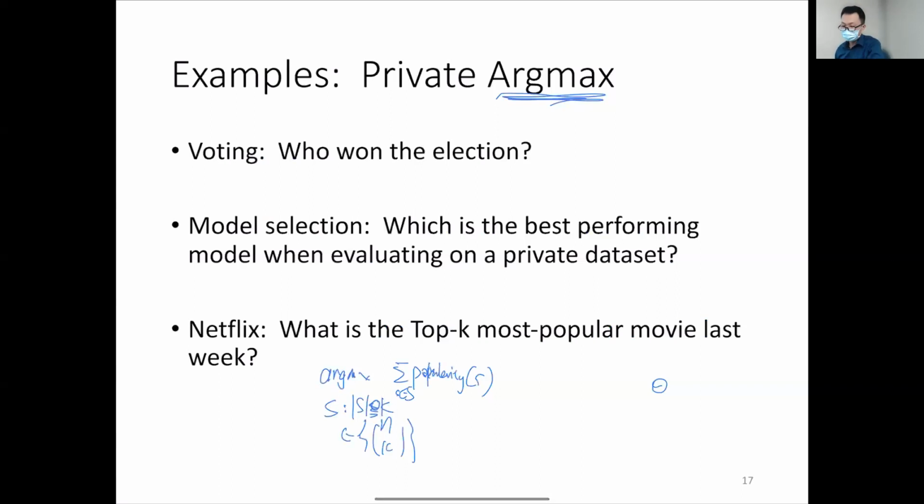For this one, we also don't know how to make use of smooth sensitivity to adapt to situations where I can do this better than simply running, say, report noisy max or running the exponential mechanism.